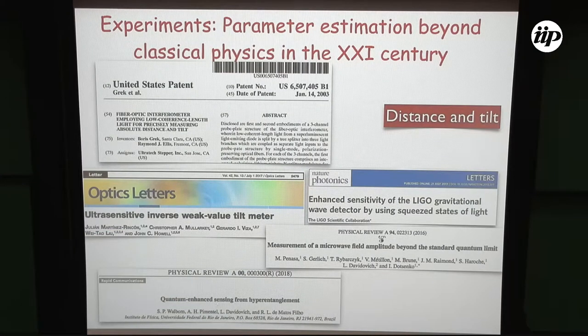Steve Walborn, in his talk today, is going to talk about quantum enhanced sensing of a tilt of a mirror using hyperentanglement. That will be the talk in the afternoon. And today I'm going to tell you also about this experiment, which was made at Collège de France, which involved the measure of a small microwave field amplitude beyond the so-called standard quantum limit. So many possible applications of this idea, and in fact many experiments have been done related to that.